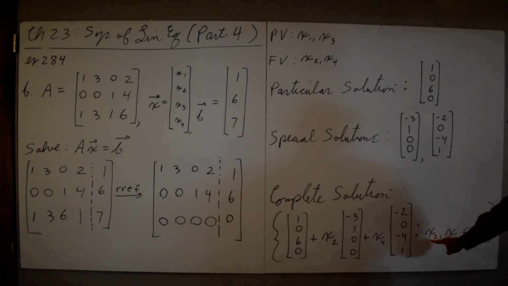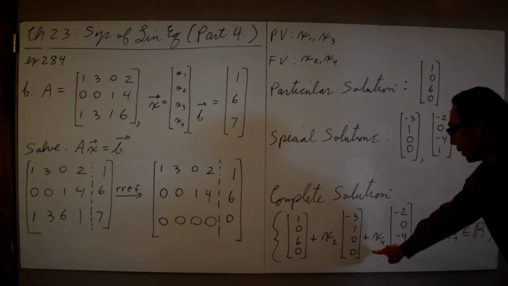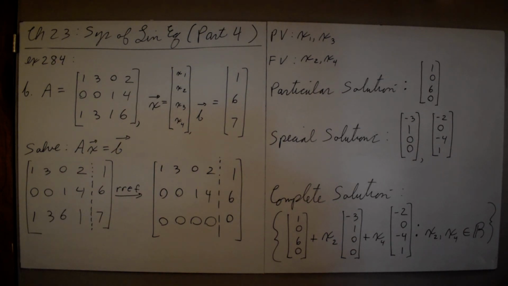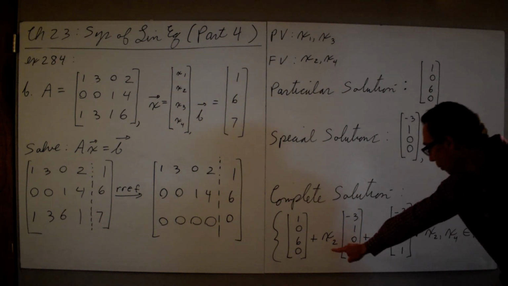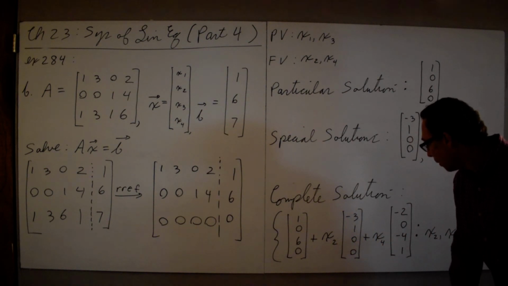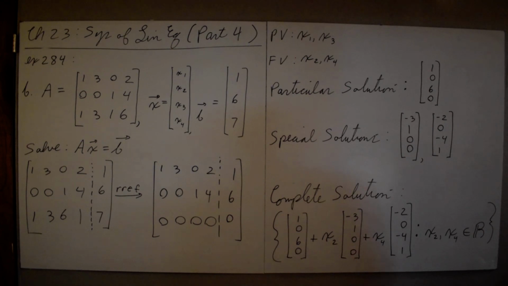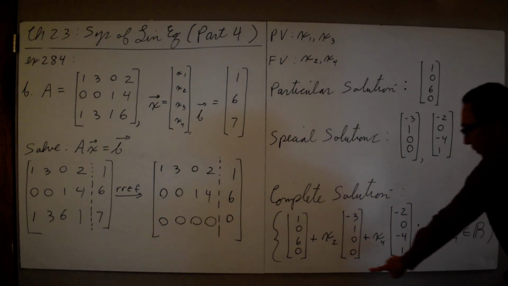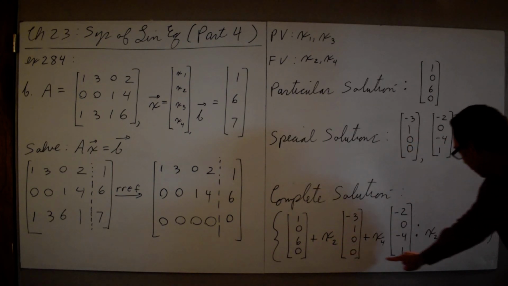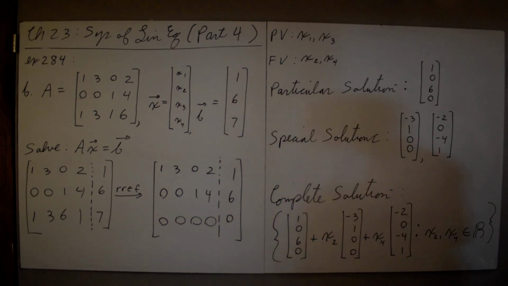And again, I've named these x sub 2 and x sub 4 to remind us that x sub 2 and x sub 4 are the free variables. You can call these anything. You can call this A and B. You can call it R and S, whatever you want to call it. But the idea is these variables range over R. They can be any real number, and any combination that looks like this will be a solution to the system. And so this particular system has infinitely many solutions.